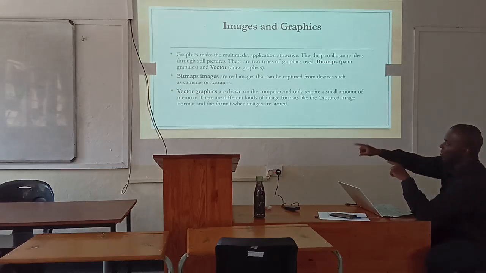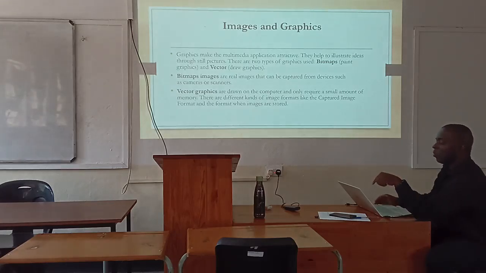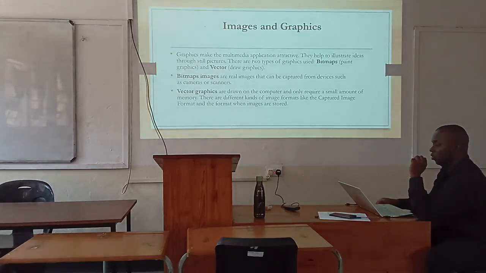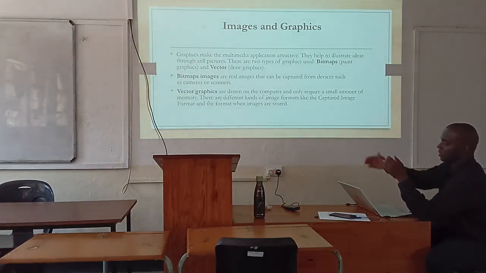So the images created by the computer, like graphics, not photographs, are the ones that are called vector images, right? And there are different vector images. You can use them for large publications, for designs, for adverts. But if you want to show something the way it looks like an image, you use bitmaps.